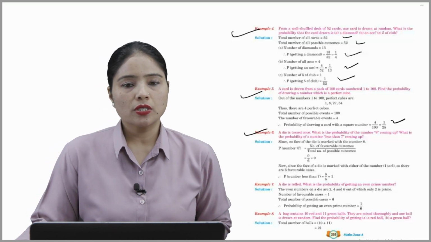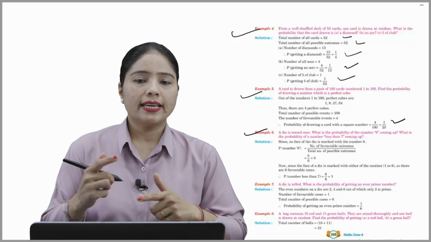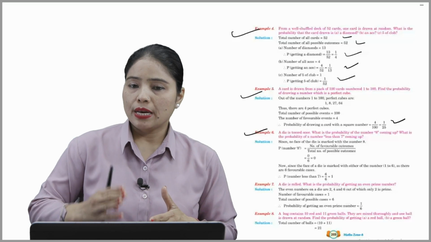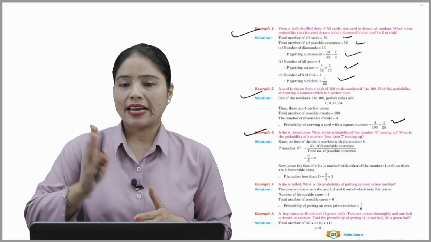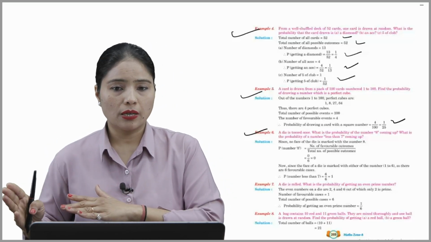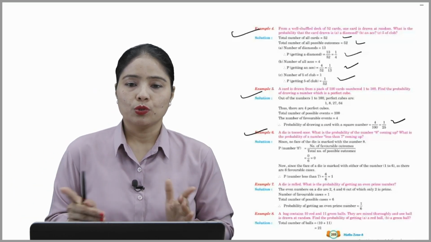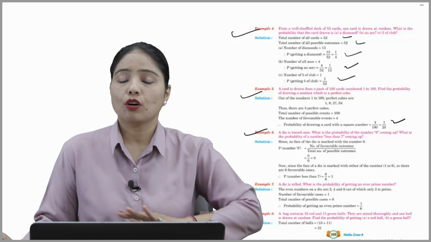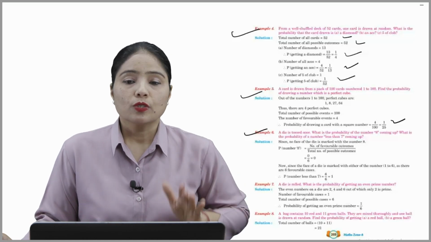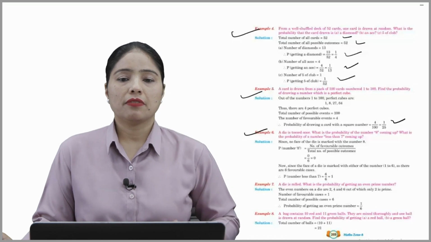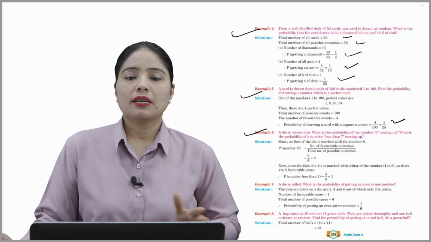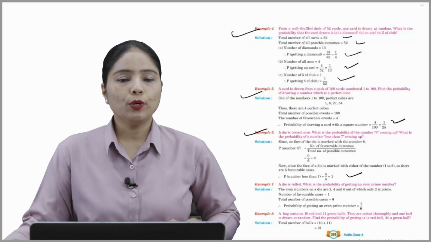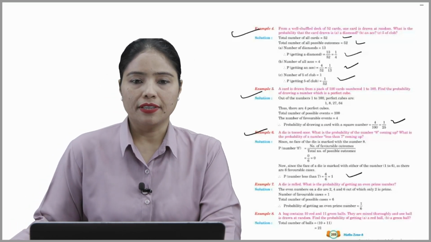So let's see the solutions. Since no face of a die is marked with the number 8, how do we find it? Number of favorable outcomes divided by total number of possible outcomes. That means 0. Since the faces of a die are marked with the numbers 1 to 6, there are 6 favorable cases. So P of a number less than 7 is 6/6, which is 1. Hope you understood well.